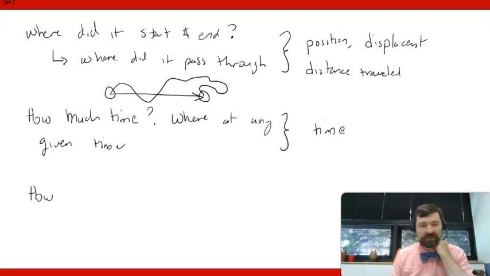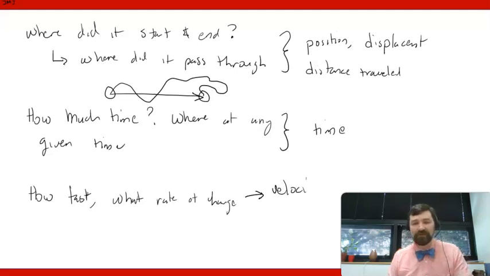Okay, so these things, how fast, what rate change, etc. These go into what are called velocity and speed. And in some sense you can get velocity and speed by combining position in time, displacement in time, distance traveled in time. Okay. So these are rate change of position.